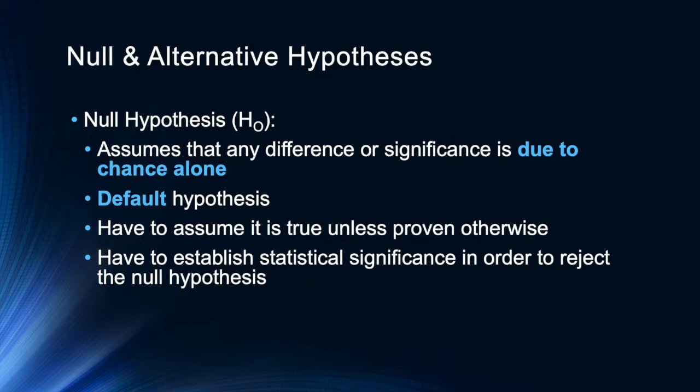The null hypothesis assumes that any significance or difference that you're seeing when you run your statistical test is due to chance alone, that there really is no relationship between the two things that you're looking at. It's always your default. You always assume that there's no relationship, and then you have to prove that is not true in order to find that there is a relationship.